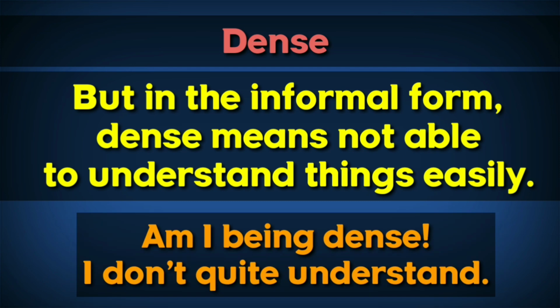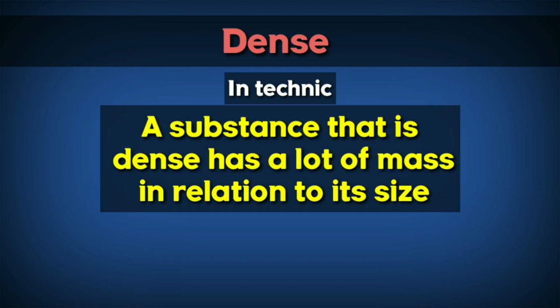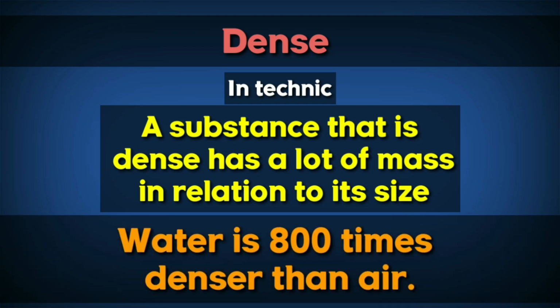I don't quite understand. In technical usage, dense means a substance that is dense has a lot of mass in relation to its size. For example, water is 800 times denser than air.